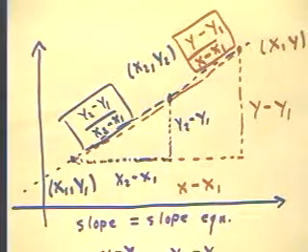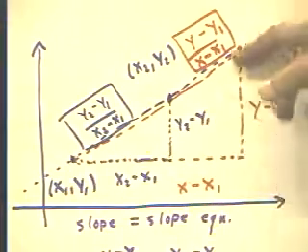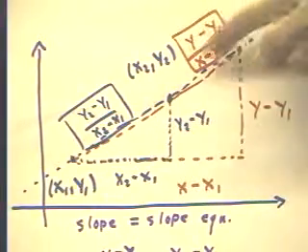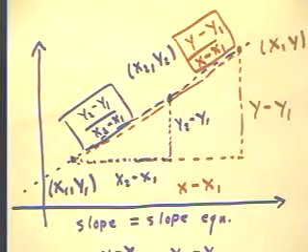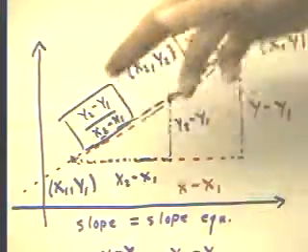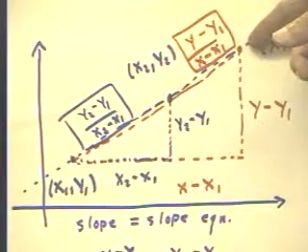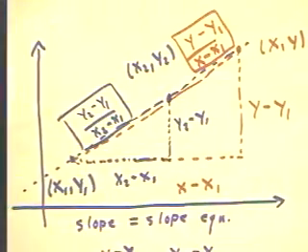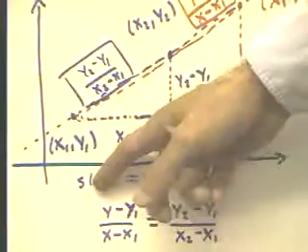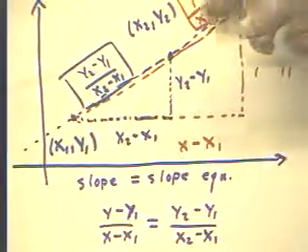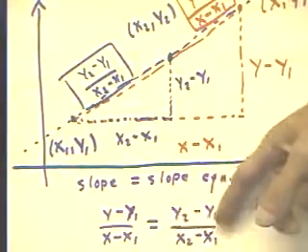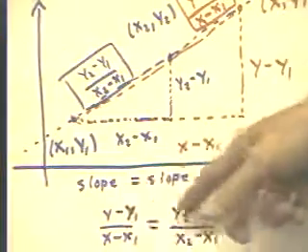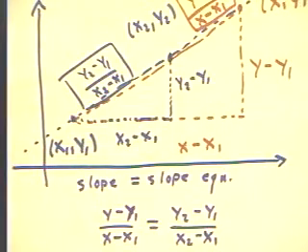No surprise there. The slope from x1, y1 out to our point x, y on the line is going to be y minus y1 over x minus x1, obviously. So this slope has to be equal to this slope if this point is going to lie on the line. So we write again what we call the slope equals slope equation, which reads y minus y1 over x minus x1, this slope, equal to y2 minus y1 over x2 minus x1, this slope, because the slopes have to be equal. And there is our slope equals slope equation.